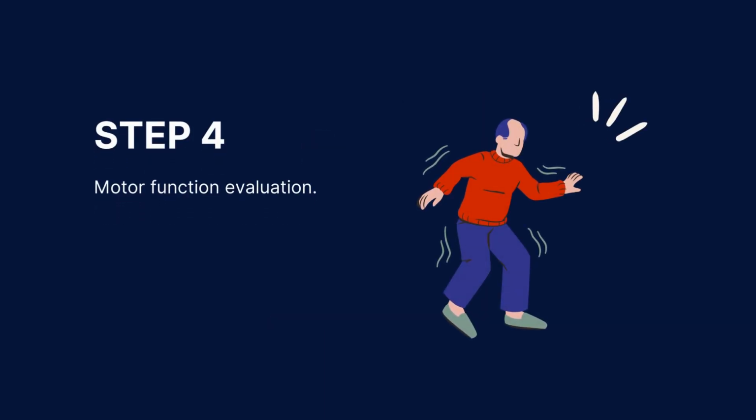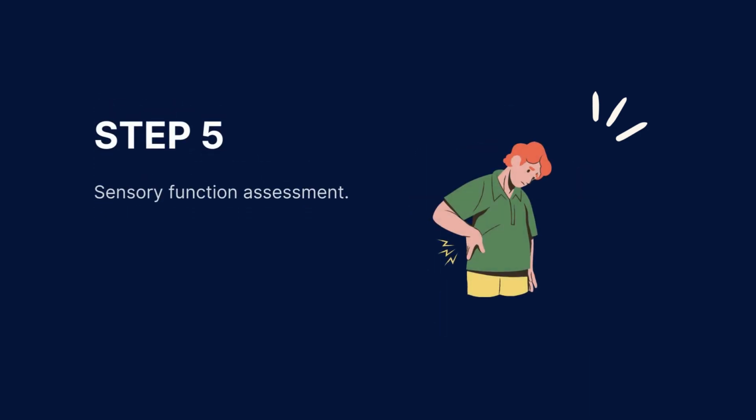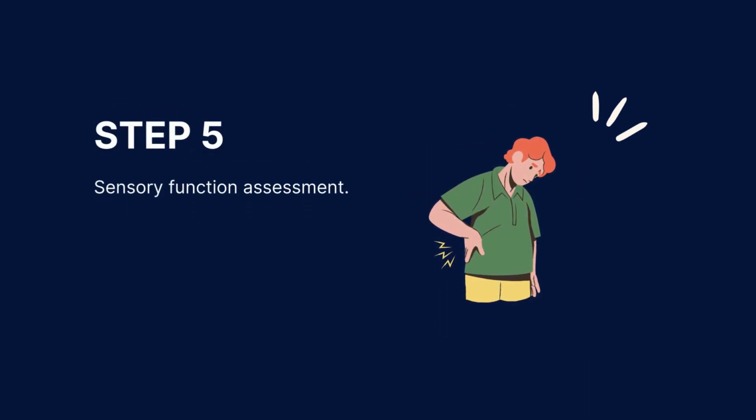Next is the motor function evaluation. The provider assesses muscle strength, tone, and coordination by asking the patient to perform specific movements and resistance tests. Next is the sensory function examination. The healthcare provider tests the patient's ability to feel touch, pain, temperature, and vibration in different body areas.